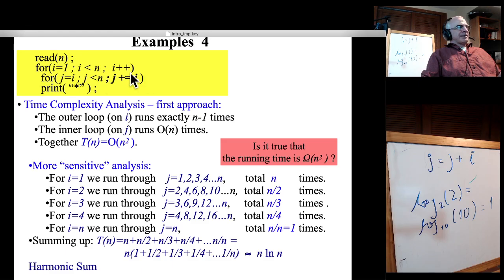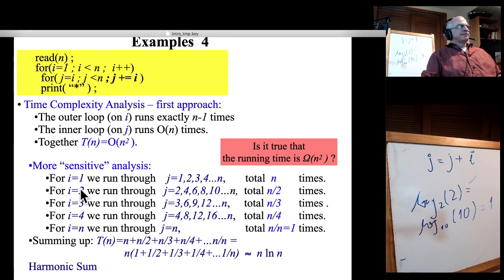So to be a bit more sensitive, let's look at i and let's ask what will be all the values of j that I'm generating right here. And j will start as 1, as i, and as long as j is smaller than n, j equals j plus i, which is 1. So what will be the values of j? It will be 1, 2, 3, all the way up to n. Then I exit the loop, so I do it n times, and I print a star, an asterisk, for each one of them.